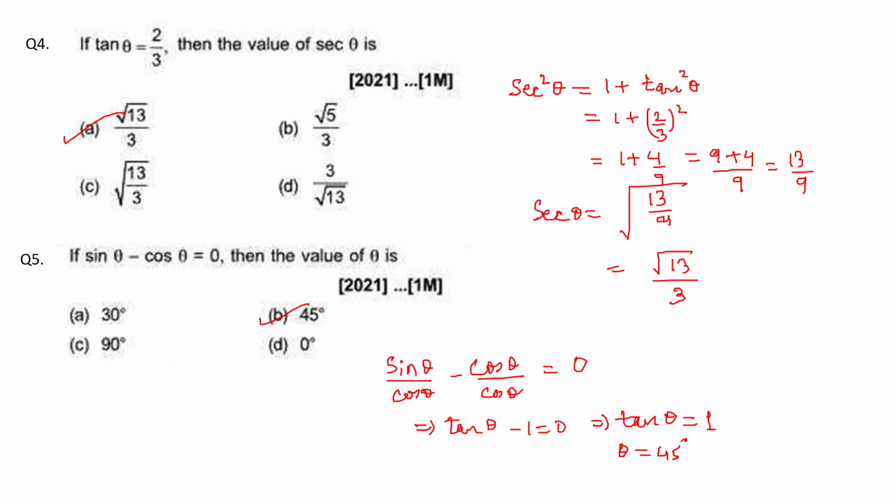You can solve this question in another way also. Sin theta minus cos theta 0 means sin theta is equal to cos theta. So for which value of theta, sin theta and cos theta both are equal, that is 45 degree. So like that also you can solve. Now moving to question number 6.